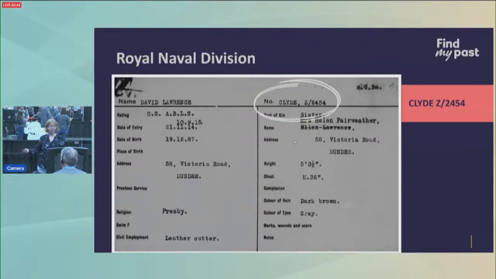Then the service number is 2454. It indicates the first company. So here, David Lawrence was the Clyde Division Z/2454. That's his full service number.